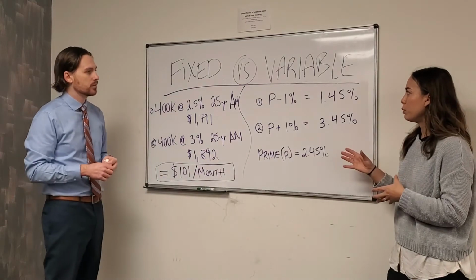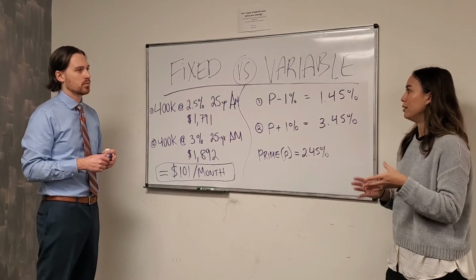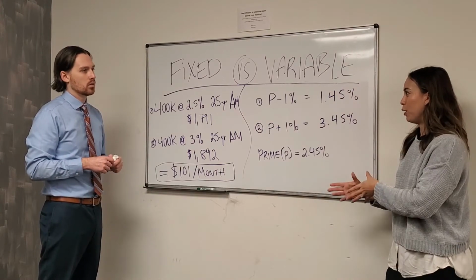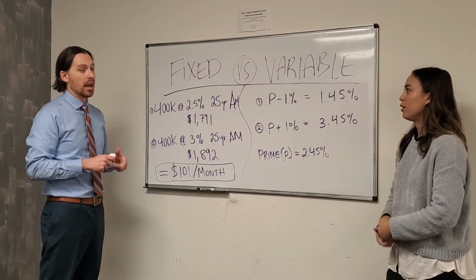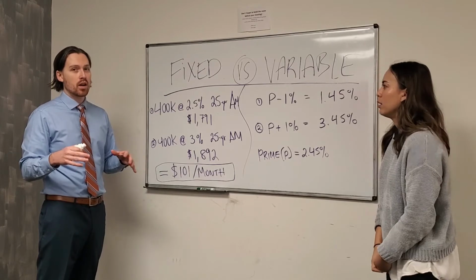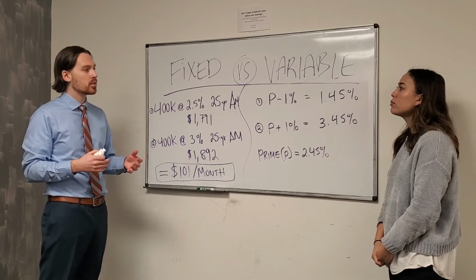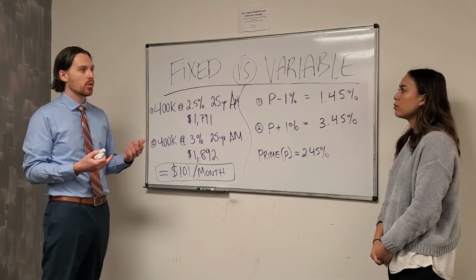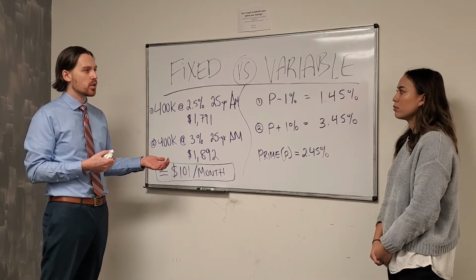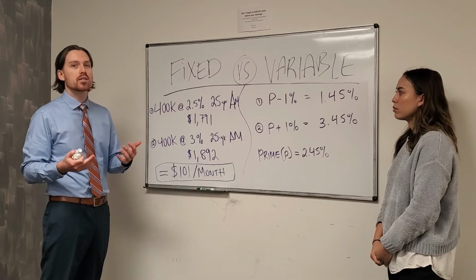Gotcha. So the variable rates are tied to what the Bank of Canada does, because then the banks will follow and charge accordingly. Correct. It's not a guarantee and it's never an absolute. Some banks have higher prime rates right now than other banks, but generally speaking, yes, when the Bank of Canada raises or decreases their rates, our banks do the same.